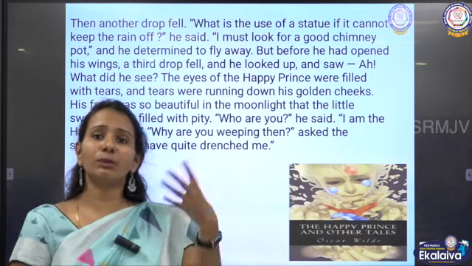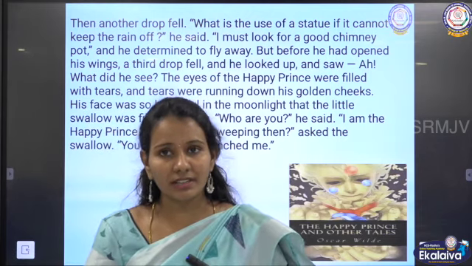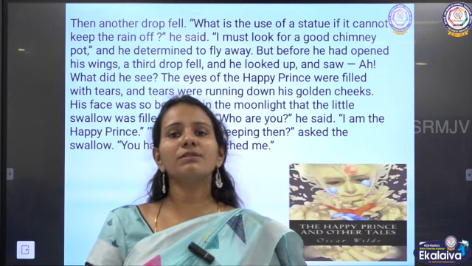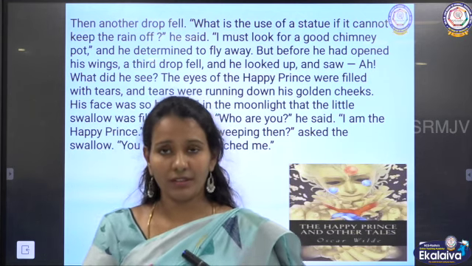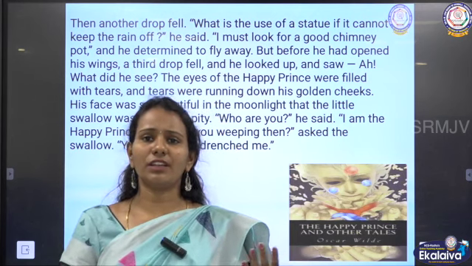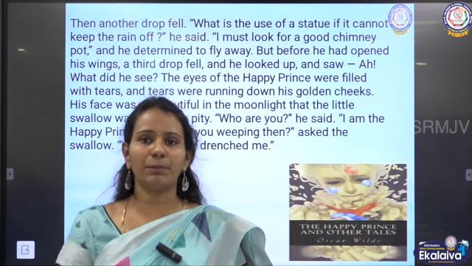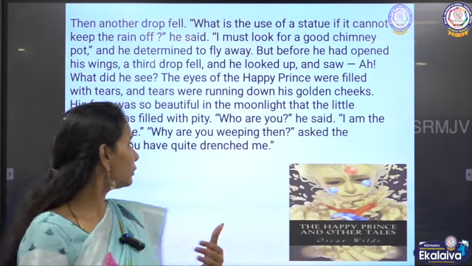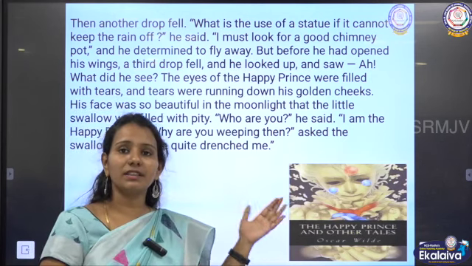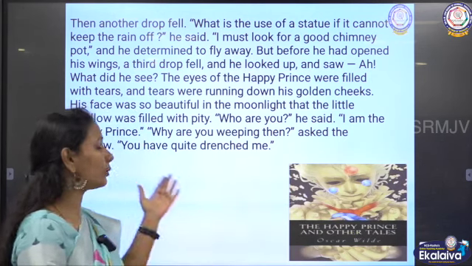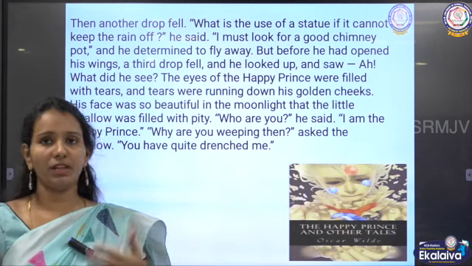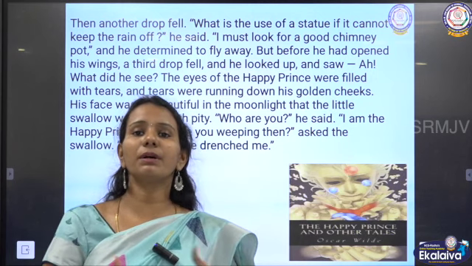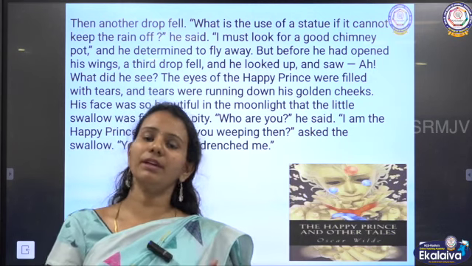So he is telling, he is just looking, and he has found that the statue has started crying. So he is asking, "Who are you?" So the statue is introducing himself as happy prince. The bird is asking the statue, if in case you are the happy prince, why do you have to cry? Why are you weeping? So that is what the bird is concerned about now. And it is also telling, you have quite drenched me. Drenched me means making completely wet. Okay, the bird has become completely wet with the tears of the happy prince.